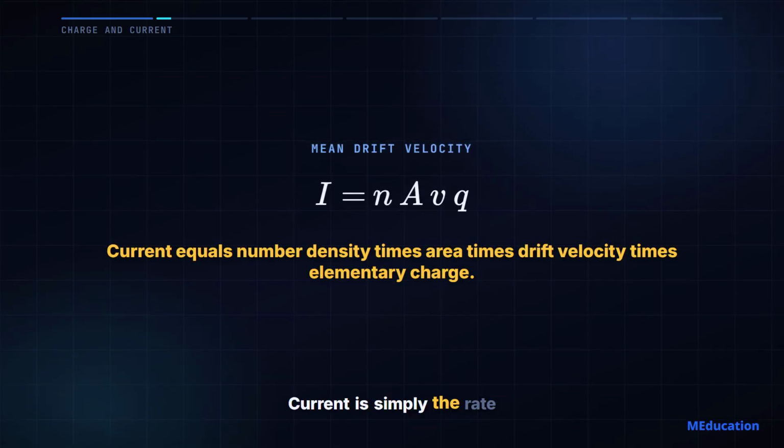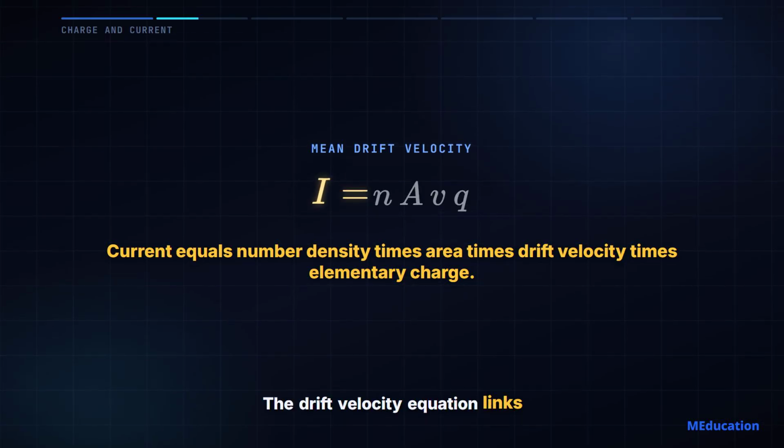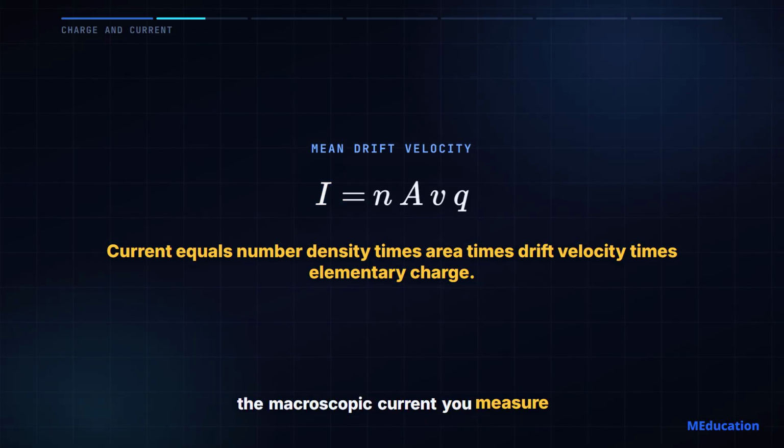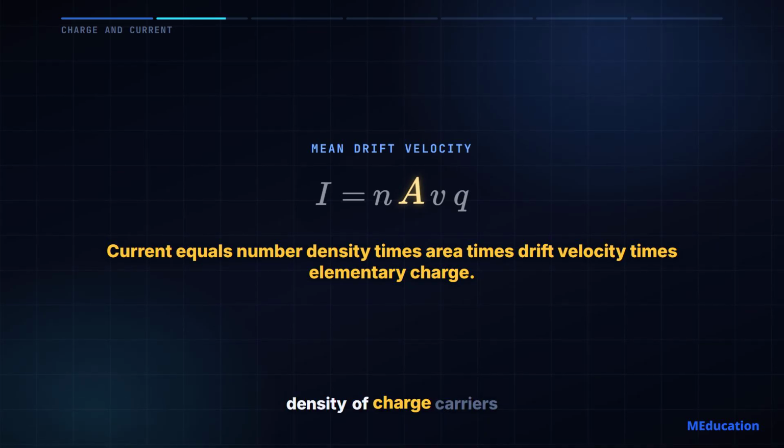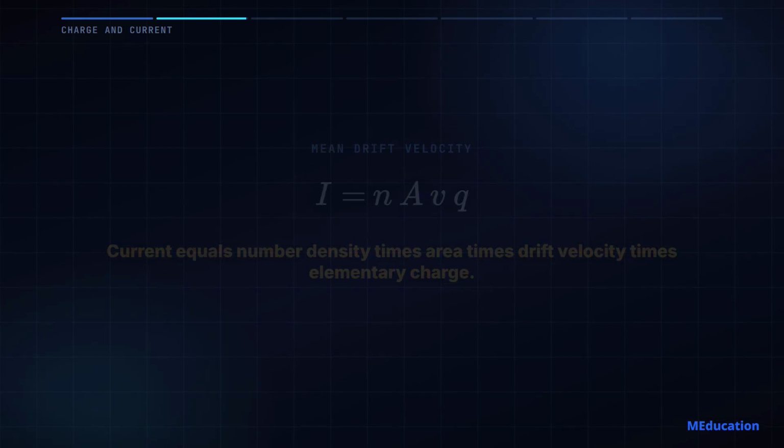Current is simply the rate of flow of charge. But to truly understand it, we must look inside the wire. The drift velocity equation links the macroscopic current you measure to the microscopic world you cannot see. It depends on the number density of charge carriers, the cross-sectional area, the mean drift velocity, and the elementary charge.